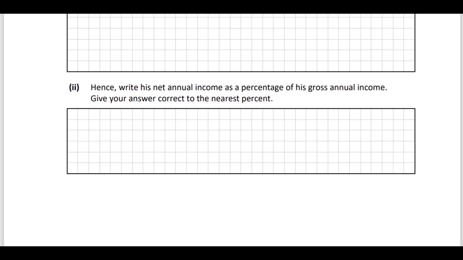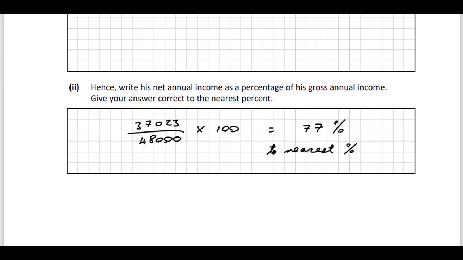Hence write his net annual income as a percentage of his gross annual income. Give your answer correct to the nearest percent. So this is just a case of writing one number as a percentage of another number. His net annual income is 37,023 euros. You've got to write that first of all as a fraction of his gross annual income, which was 48,000. And then to convert a fraction to a percentage, you multiply by 100. When you do that, you get 77% to the nearest percent. Okay, so that's part 2 done. Let's have a look at part B.